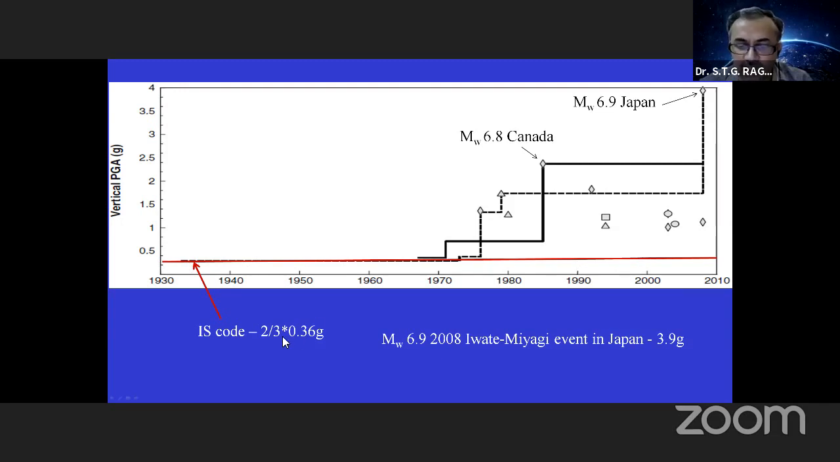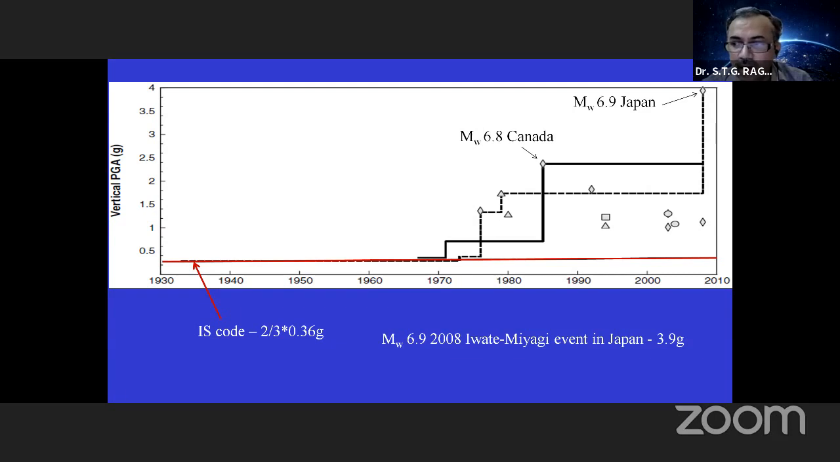So this red line shows your IS code. And here I'm also showing you the maximum PGA recorded as a function of year. You see, from 1930 onwards up to 1970 or 1975, people thought that vertical PGA could never exceed some point, say 2 to 4 G or something like that. But suddenly, as the data came into the picture, slowly people found out that vertical PGA could also be high. In the 6.8 Canadian earthquake, the vertical PGA was reported as around 2.2 G. And in 2009, the Japan earthquake, the magnitude was only 6.9, yet the vertical PGA was observed at almost 4 times gravity.